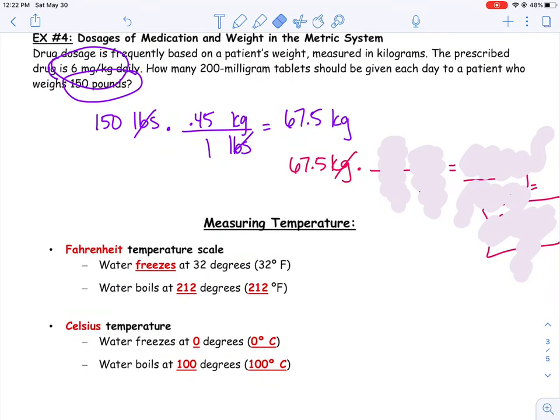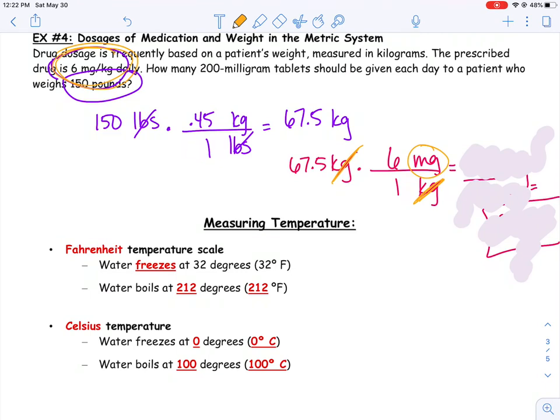Now, if this person weighs 67.5 kilograms, they are given 6 milligrams per kilogram of how much they weigh, correct? And so per kilogram, they're given a certain number of milligrams. They're given 6 milligrams for every 1 kilogram. Do you see that the kilograms are going to cancel? And what unit would you be left with? Yeah, you'd be left with milligrams, right? And so then you can figure out how many milligrams of this drug you need to give this person.